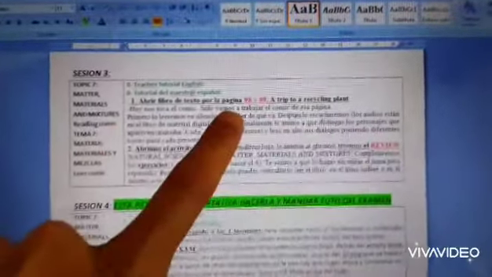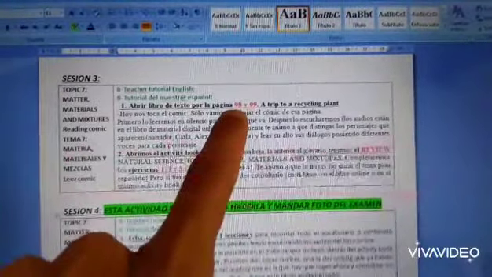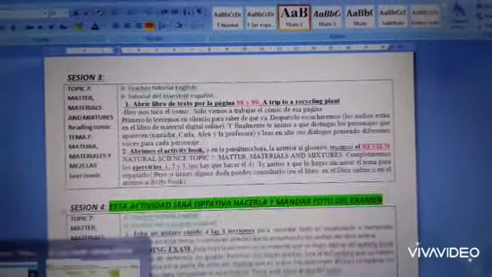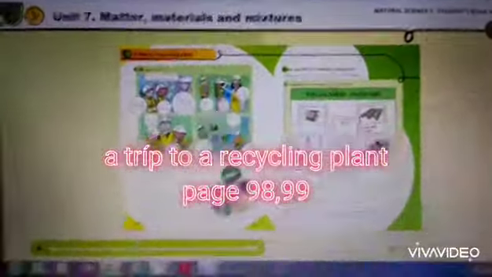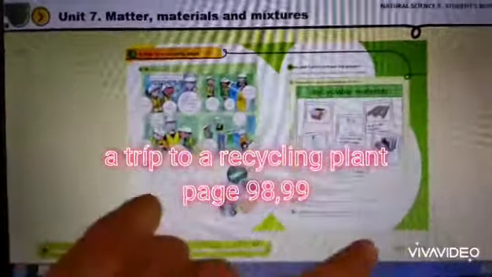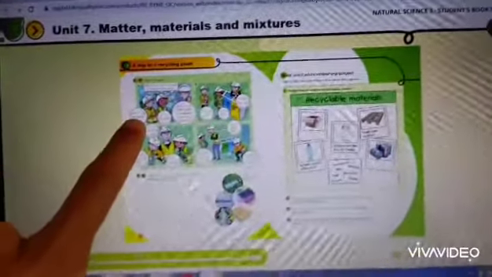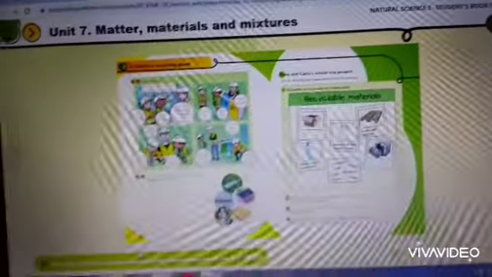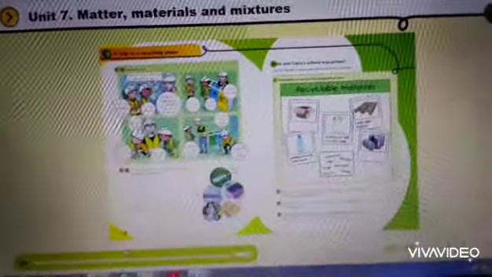And it's time to read A Trip to a Recycling Plant, the comic of this topic, on pages 98 and 99 in your science book. So if you open your natural science book at topic 7, on pages 98 and 99, as you see, you can read the comic with the different characters. Carla and Alex are visiting a recycling plant, and they are talking with a worker and the narrator.